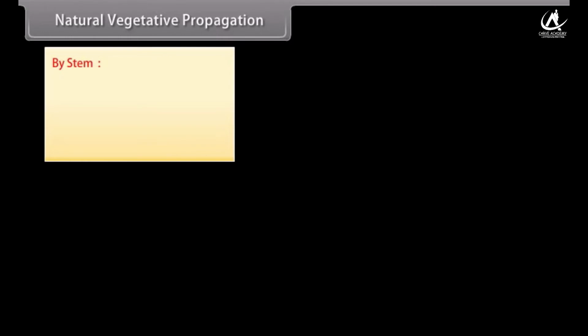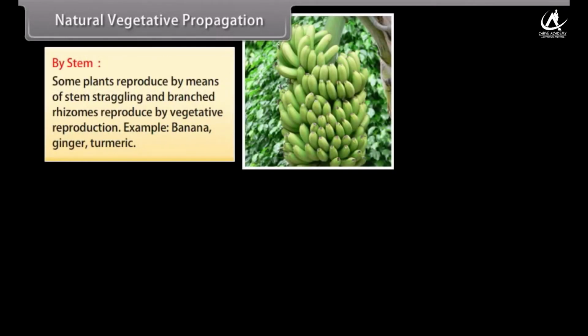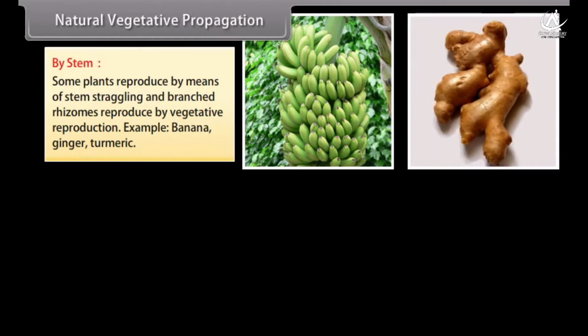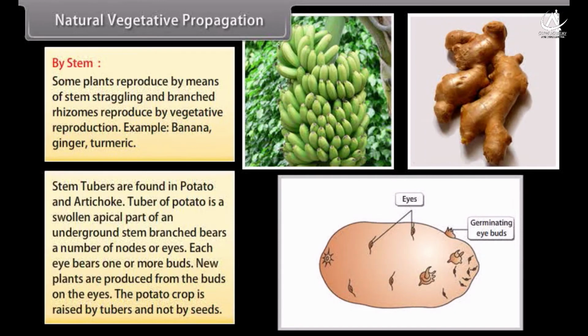By stem. Some plants reproduce by means of stem straggling, and branched rhizomes reproduce by vegetative reproduction. Example, banana, ginger, turmeric. Stem tubers are found in potato and artichoke. The tuber of potato is a swollen apical part of an underground stem branch, which bears a number of nodes or eyes. Each eye bears one or more buds. New plants are produced from the buds on the eyes. The potato crop is raised by tubers and not by seeds.